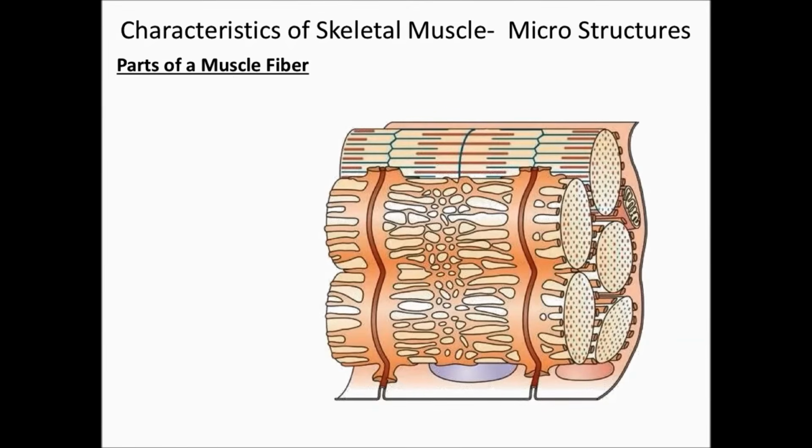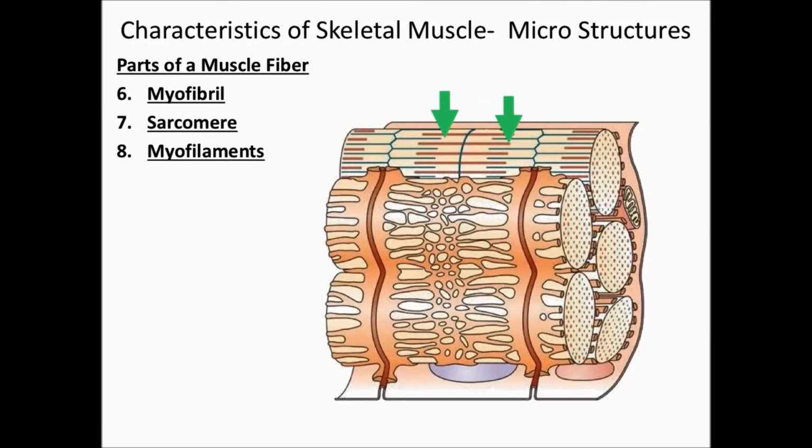The next microstructure of a skeletal muscle fiber is the myofibril. Recall that a muscle fiber consists of a bundle of myofibrils. Myofibrils are long cylindrical structures that are made up of tiny little contractile units called sarcomeres, which we'll discuss more in detail in the next slide. And it is within these sarcomeres that you find the myofilaments, actin and myosin.